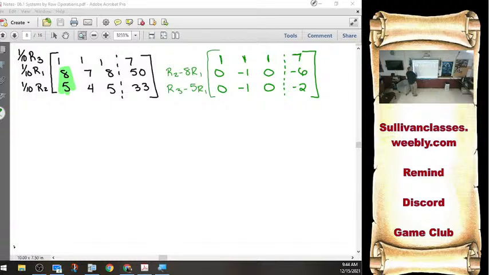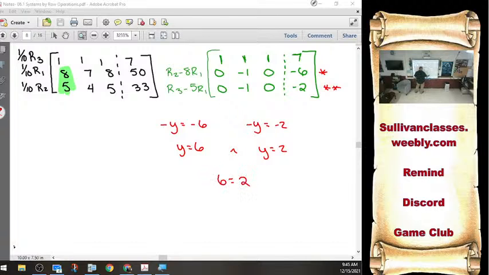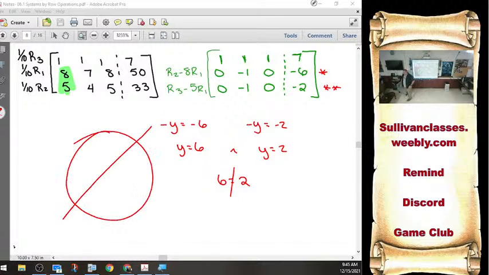I want you to tell me, what does this row say? Negative y is negative 6. And this row says negative y is negative 2. How can I say y is 6 and y is 2 for my solution to the system? Parabola. No. I now just said 6 equals 2. I do not have enough information to finish the problem.